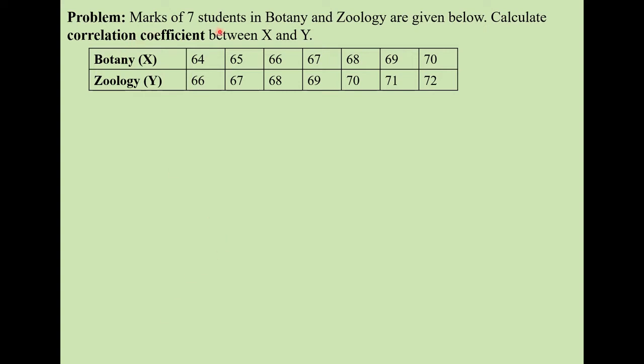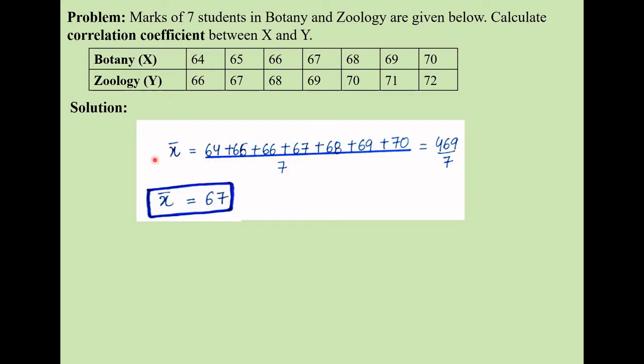Here marks of 7 students in botany and zoology are given and you have to calculate the correlation coefficient between x and y. Here x is marks obtained by students in botany and y variable is marks obtained by students in zoology. So first calculate the arithmetic mean of marks obtained by students in botany, or x variable. So x bar, or arithmetic mean of x variable, is sum of all observations upon total number of observations.